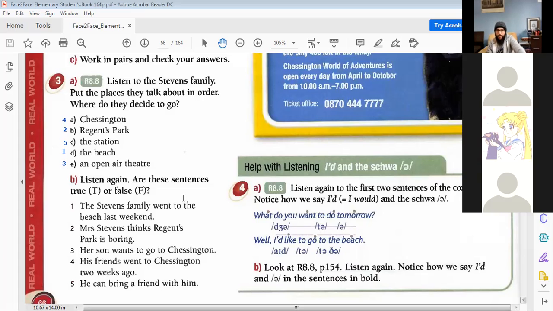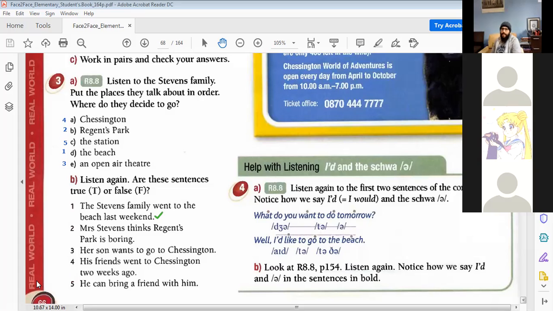Don't worry. But before we listen again, I want you to take a look at part B, exercise B here. We have 5 sentences. I want you to tell me which of these are true and which of them are false. It says here, the Stevens family went to the beach last weekend. Is this true or is it false? What do you think? True. Rana thinks it's true. Do you agree? Yes, I think most of you agree it's true.